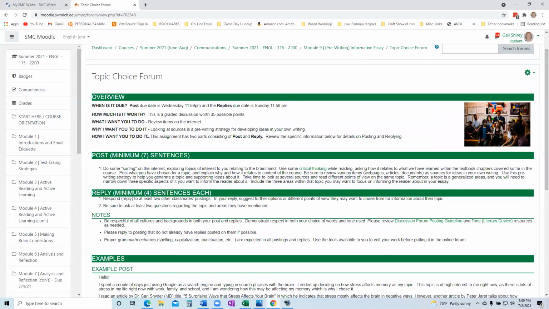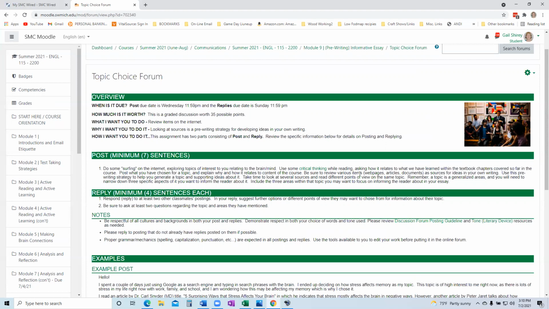Now, here is what you're going to have to do: post your topic and then explain how or why it relates to the content of the course. So when you post your topic, how is it related to the content of the brain and learning and critical thinking and learning? Make sure you review more than one item.